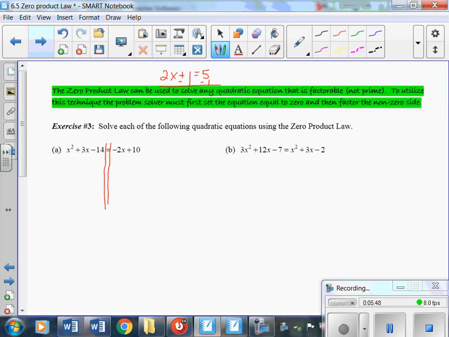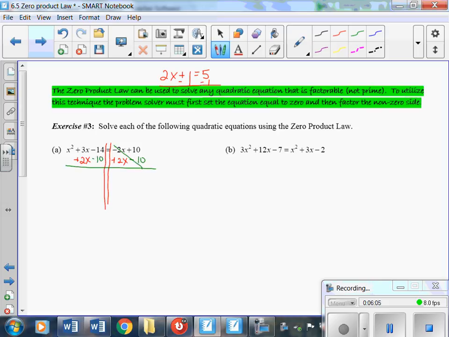So on the right-hand side here, we have the negative 2x plus 10. We need to move that over. So we're going to add 2x to this side. And if you want to, in the same step, you don't have to, you're going to subtract 10 from both sides. And I line them up with my like terms.